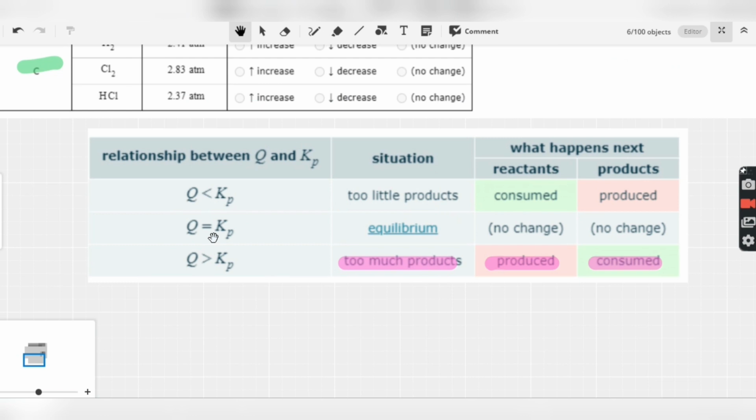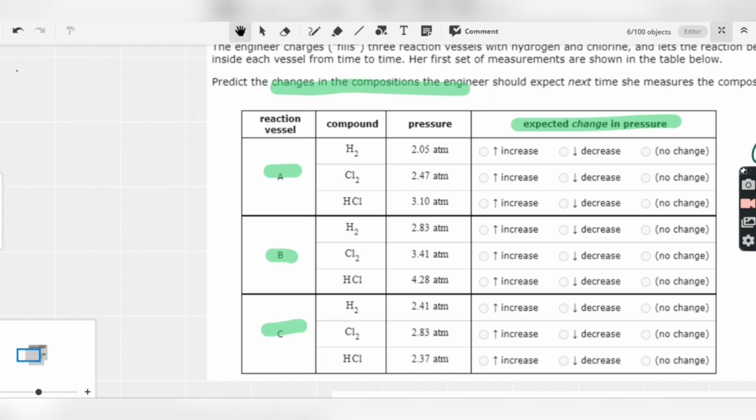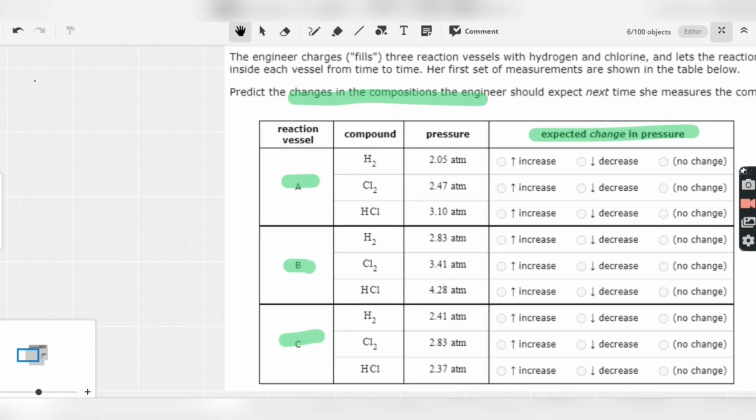Here, as we know, if Q is less than Kp, it means there is too little product. If Q is equal to Kp, it means the reactants and the products are at equilibrium, so there will be no change. And if Q is greater than Kp, it means there is too much product present. So now we are going to solve the first one.